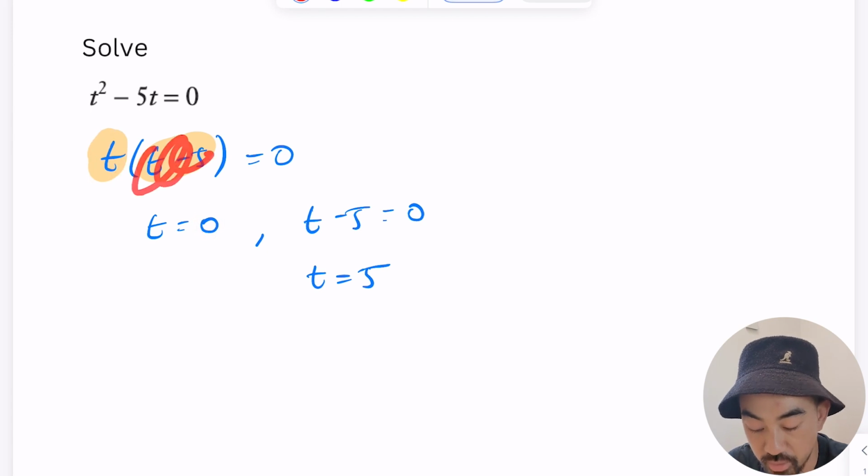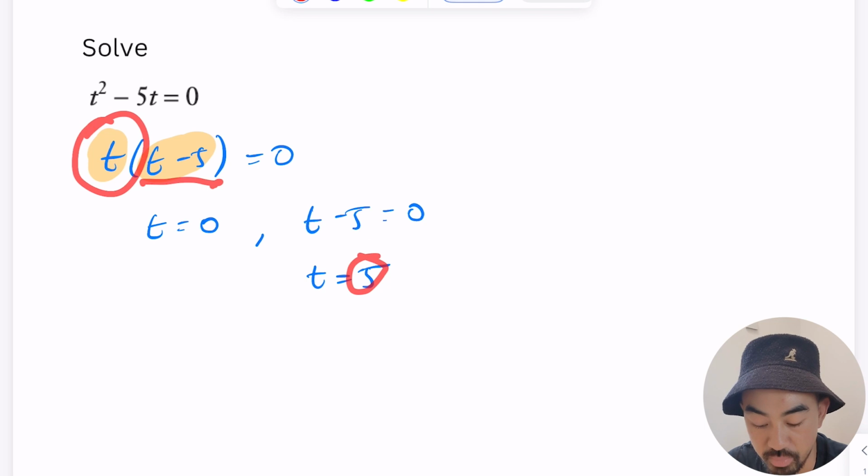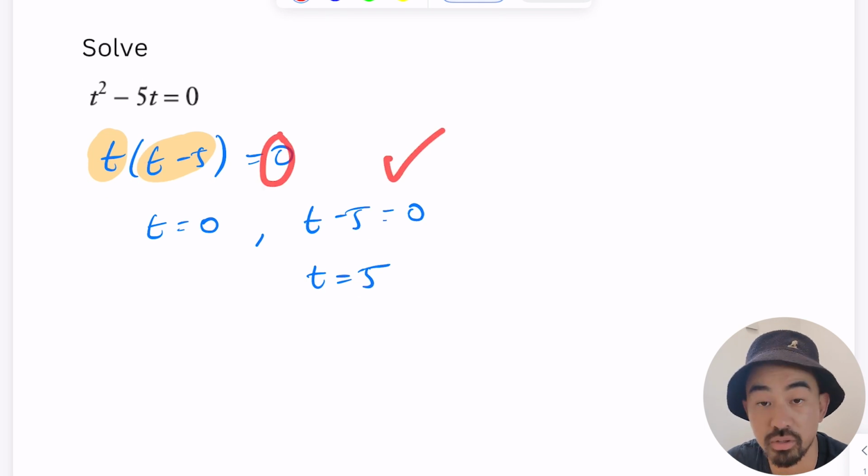So you can see here, if I substitute t equals 0 into this equation, it doesn't matter what's in this bracket, because 0 times anything is 0. Likewise, if I substitute 5 into this bracket, 5 minus 5 is 0. 0 times anything, doesn't matter what that is, will also be 0, so that is correct.